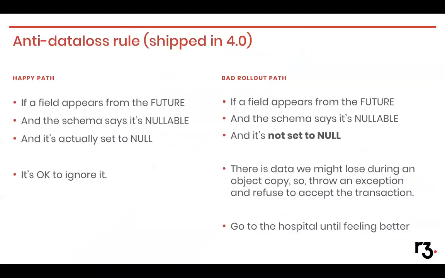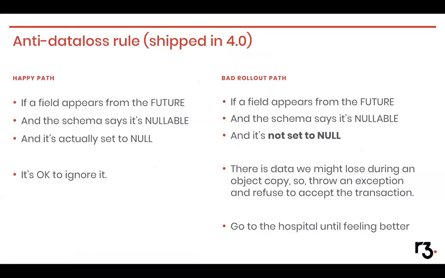And as a consequence, it's very easy to accidentally delete data during rolling upgrade if you put data into the ledger that old versions are not equipped to handle. They'll just strip it when they edit the data. So we added in Corda 4 an anti-data-loss rule, and it says if a field appears from the future and the embedded schema that we put into our AMQP messages says that it's nullable, i.e. optional, and it's actually set to null, i.e. the slot is there but there's nothing in it, then it's okay to strip it, right?